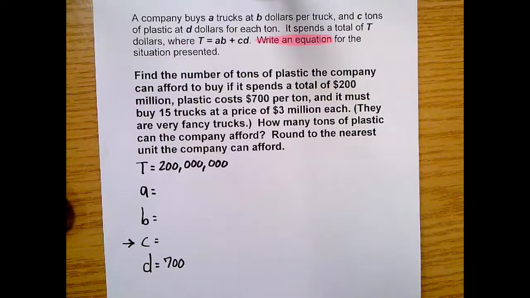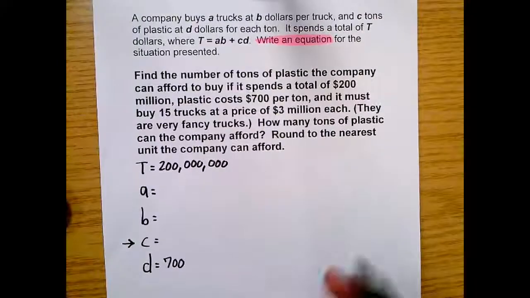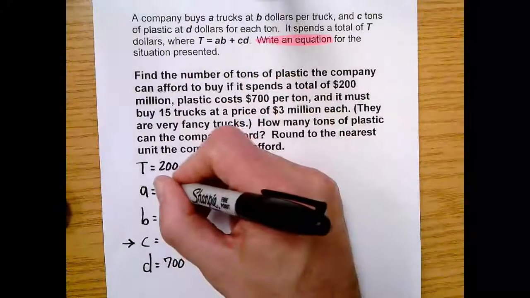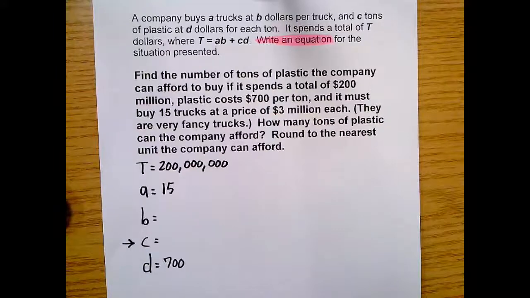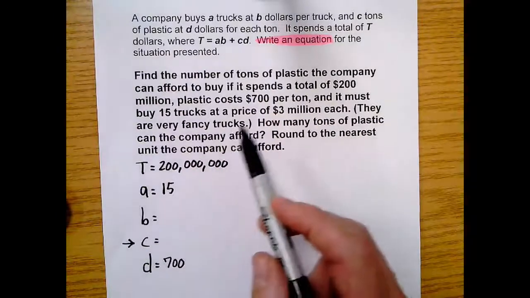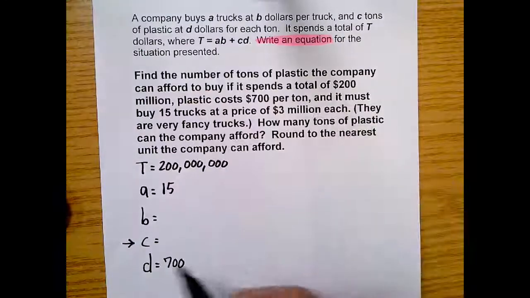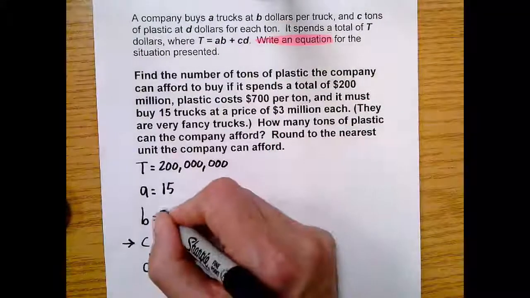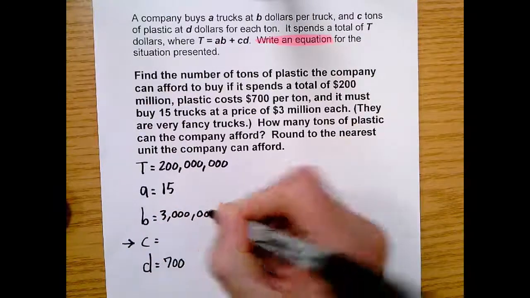Okay. And it says it must buy 15 trucks. Okay, so we need 15 trucks. So that's the number of trucks. And it says right here, A is the number of trucks. So we know that is 15. And then it says, if we keep going, at a price of $3 million each. They are very fancy trucks. Okay, so the cost of a truck, which is B, is $3 million. And that is very pricey. They must be nice trucks.